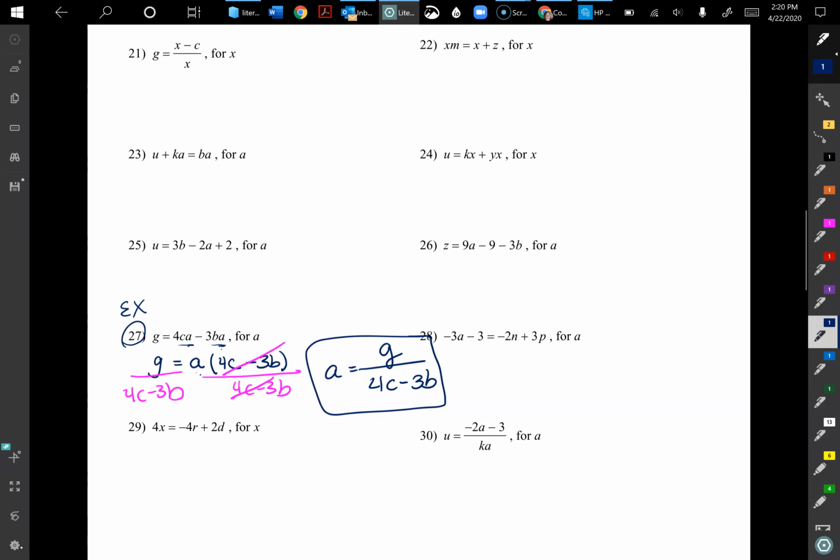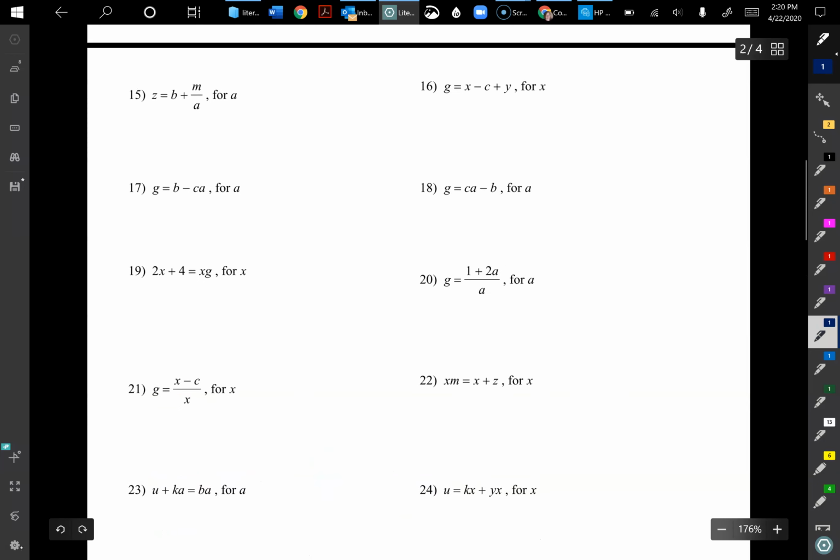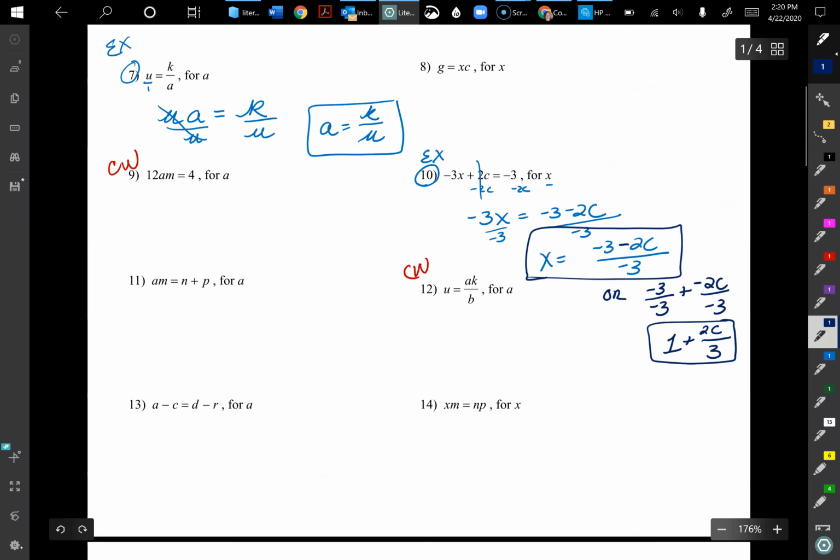So let's go back up and fill in these classworks. And you, of course, could try any others that you want to do and check the key that I'll post. So we have A we're trying to solve for. So it's being multiplied by 12m. So I can just divide both sides by 12m right off the bat. I don't need to do them separately.